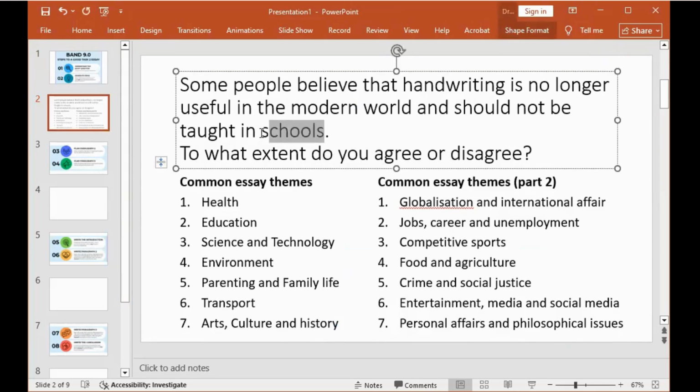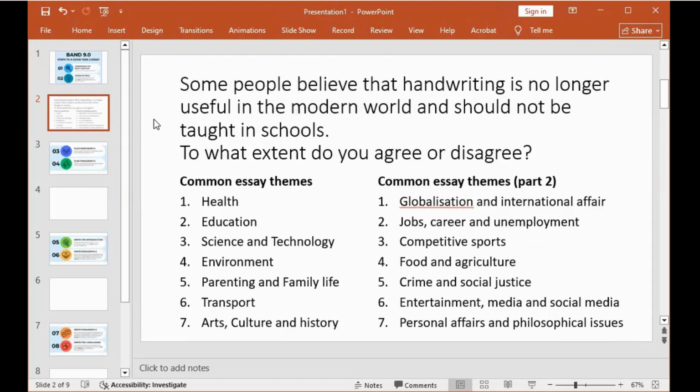So for this question now, Uchechi, what is the theme for this essay? This essay that has to do with what? Education. Thank you. This has to do with handwriting in schools. So it has to do with education. Okay, education. Let me look for another topic. Let me do another topic and see whether you figure it out. You tell me which theme the essay question falls under.